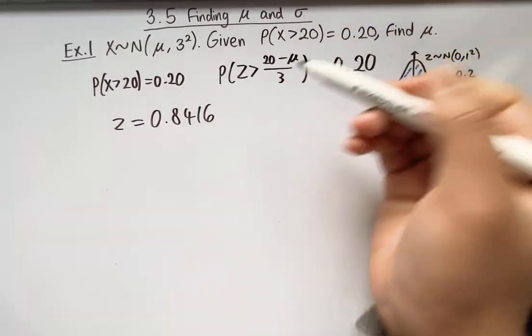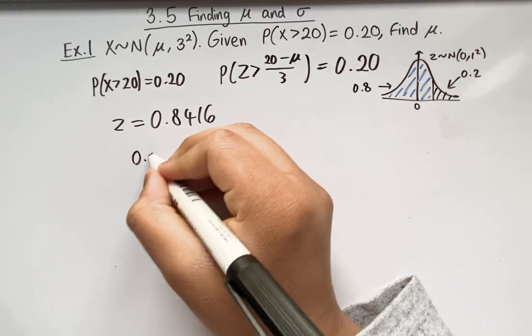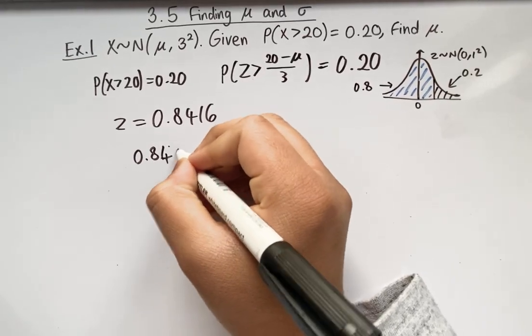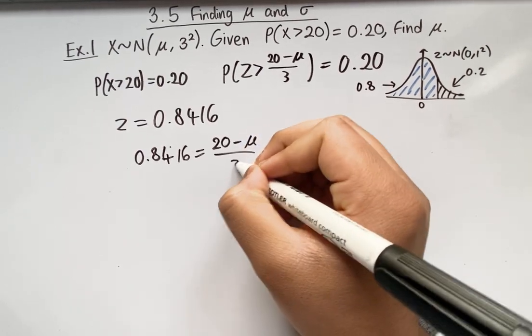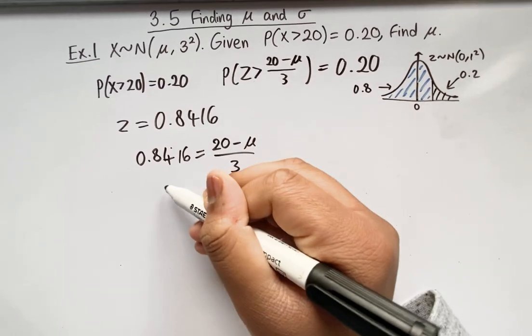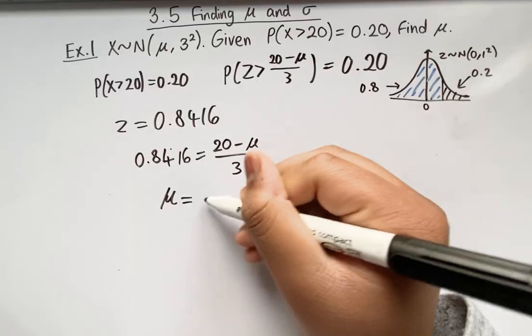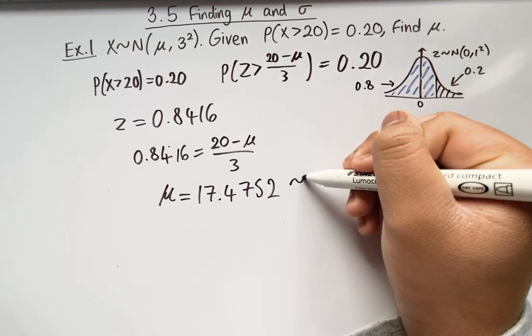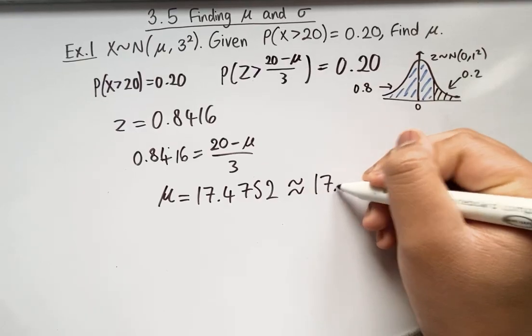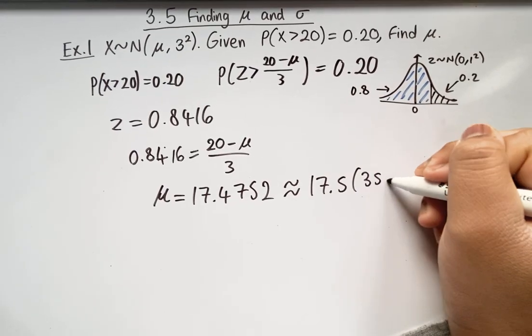0.8416. And so this means that 0.8416 is equal to (20 minus mu) over 3. And solving this gives mu is equal to 17.4752, which we can round to 17.5 to 3SF.